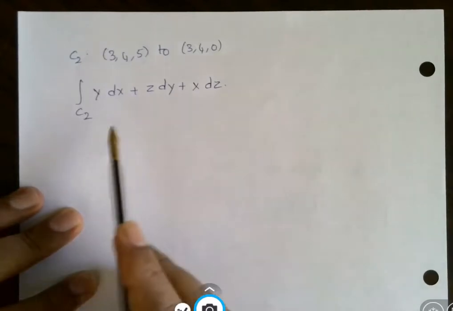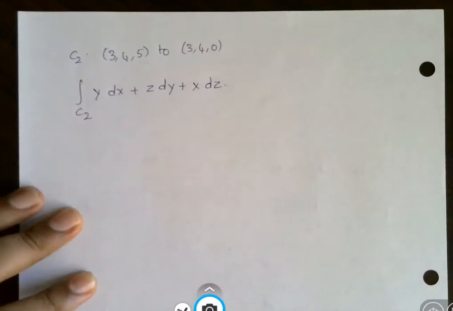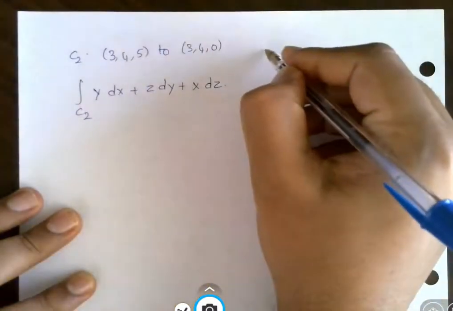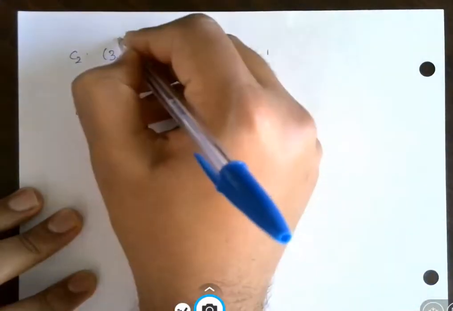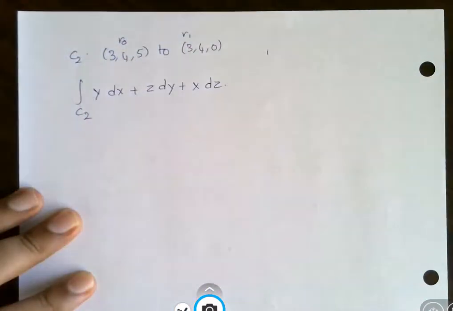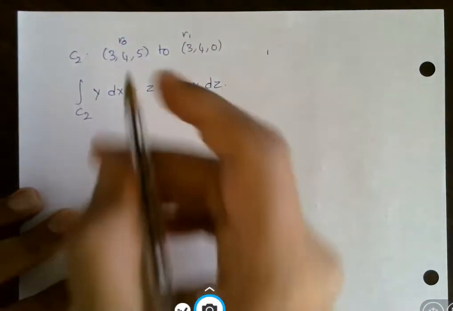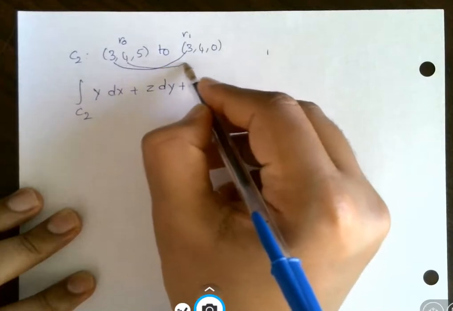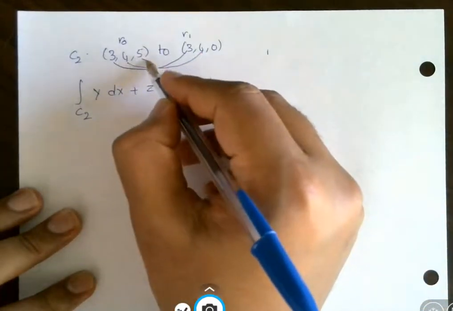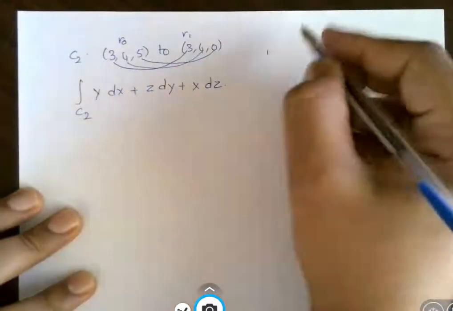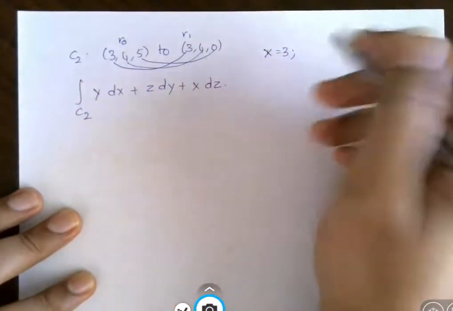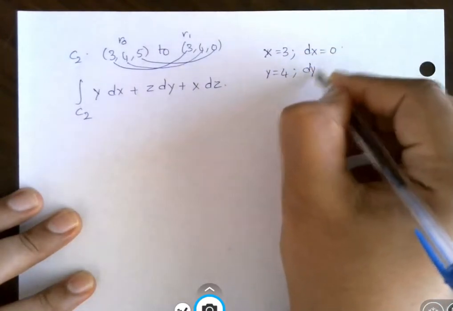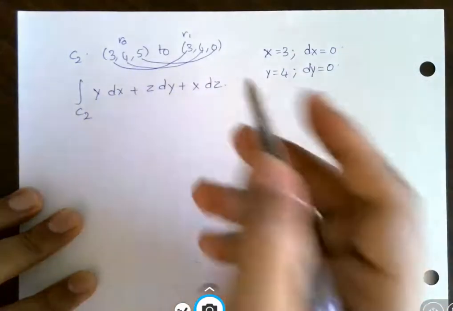What is it that I want to do? I want to integrate over the curve C2 from 3, 4, 5 to 3, 4, 0. So I can again reparameterize it, considering this as R0 and R1. In other words, you can see that my x value is not changing, it's from 3 to 3. My y value is not changing, it's 4 to 4, but my z value is changing from 5 to 0. So here my x equals 3, and my dx is equal to 0, my y equals 4, and my dy is equal to 0. So my z would remain.